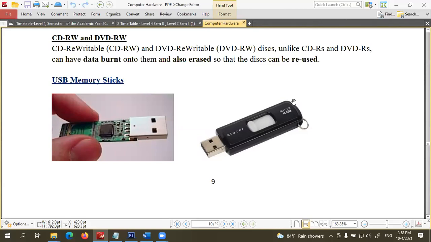So these devices are very vulnerable to these attacks and other damages. Therefore, this is not a good storage device, but it is used as a data traveler to transfer data from one end to the other, from one device to the other. That is the actual purpose of these USB memory sticks.